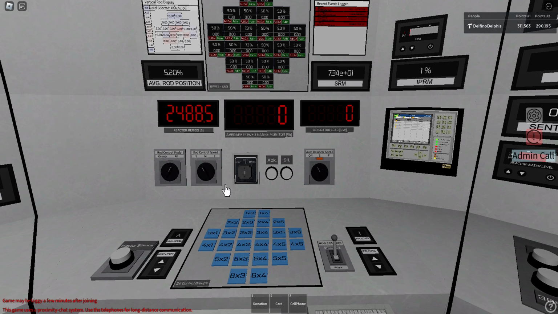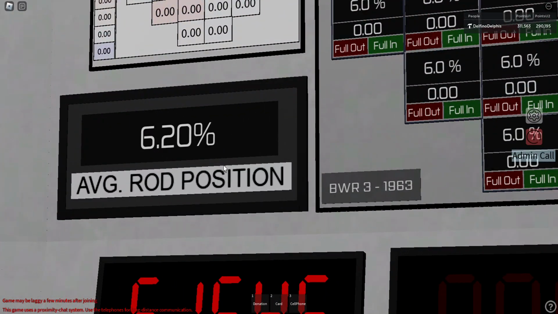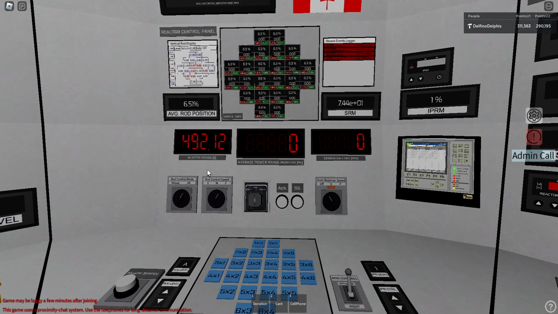We can also change the speed of how quickly the rods are pulled. If I put it to fast, you can see that they are pulled much quicker, and also immediately the period started to drop significantly. So at the early stages, when the power is really low, you can go really fast with the rods, but on higher powers you have to be very careful.